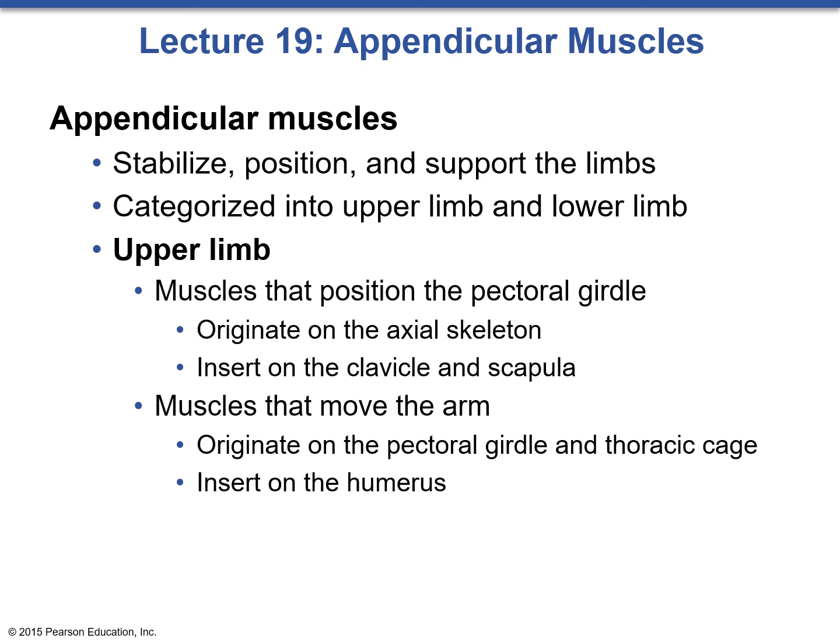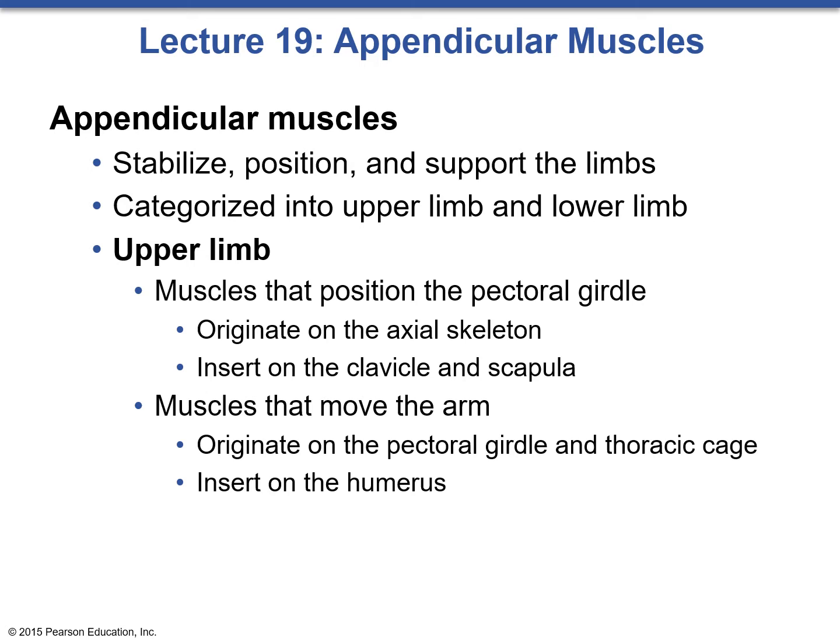This is lecture 19 for Biology 177. We are going to move into musculature part 2 with the appendicular musculature. Now, just to remind you, the appendicular muscles are for the limbs. So the appendicular muscles themselves will stabilize, position, and support the limbs. And they are categorized, of course, into the upper and lower limbs.